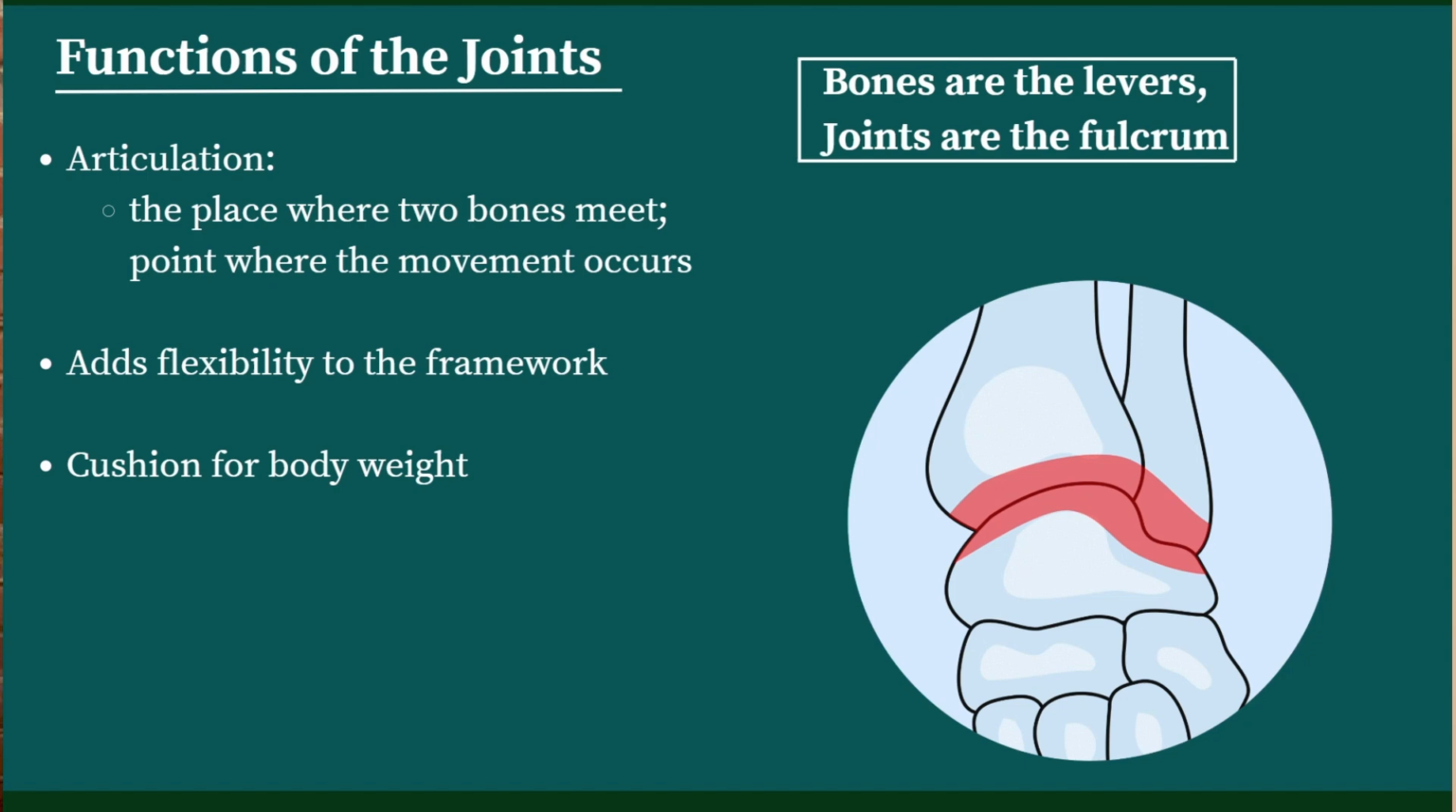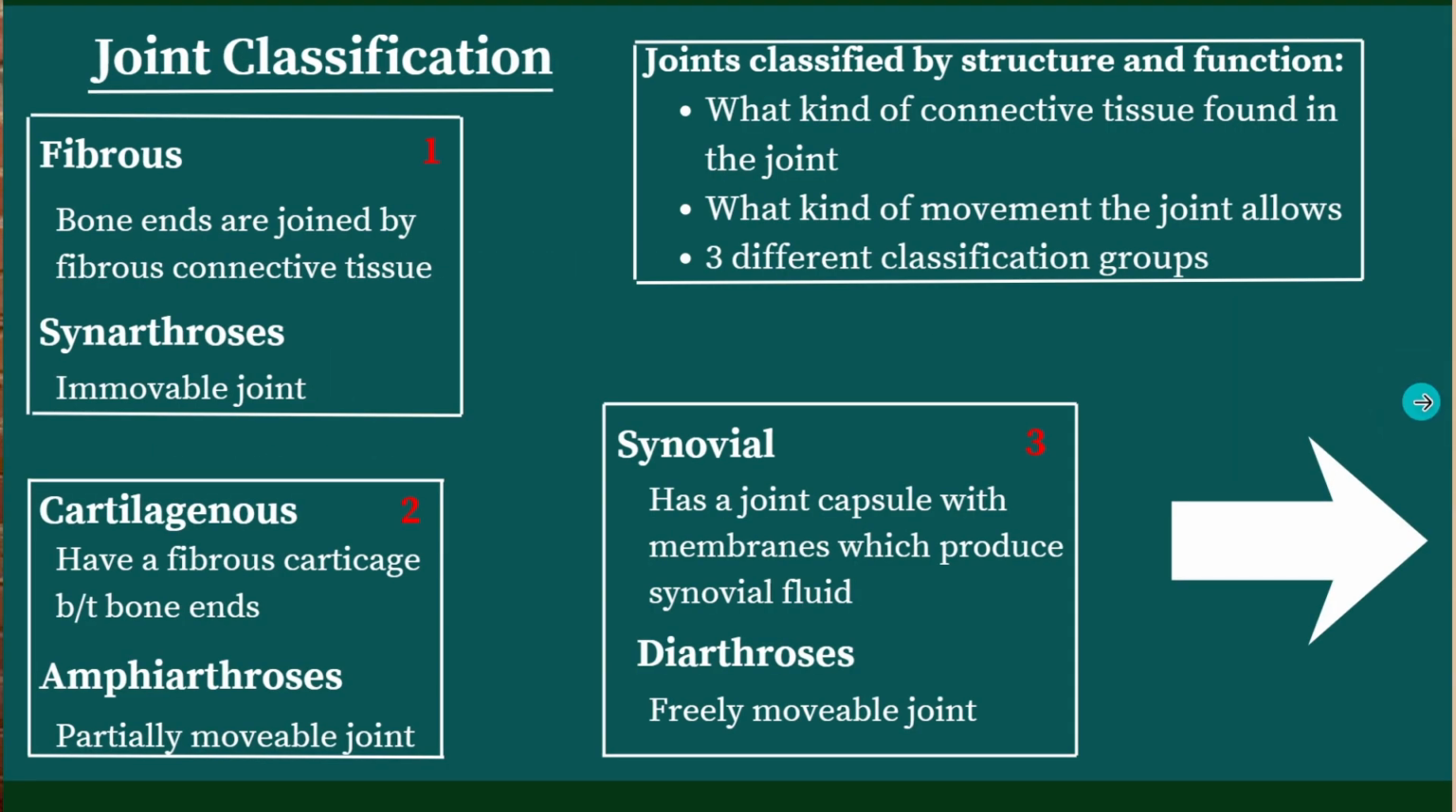So an articulation, here's a little bit of vocabulary for you. An articulation is the place where two bones meet. It's the point where the movement occurs. It adds flexibility to the framework and it cushions your body when you're moving around. So the joint helps to cushion everything so that you don't grind those bones down. Fortunately, we don't.